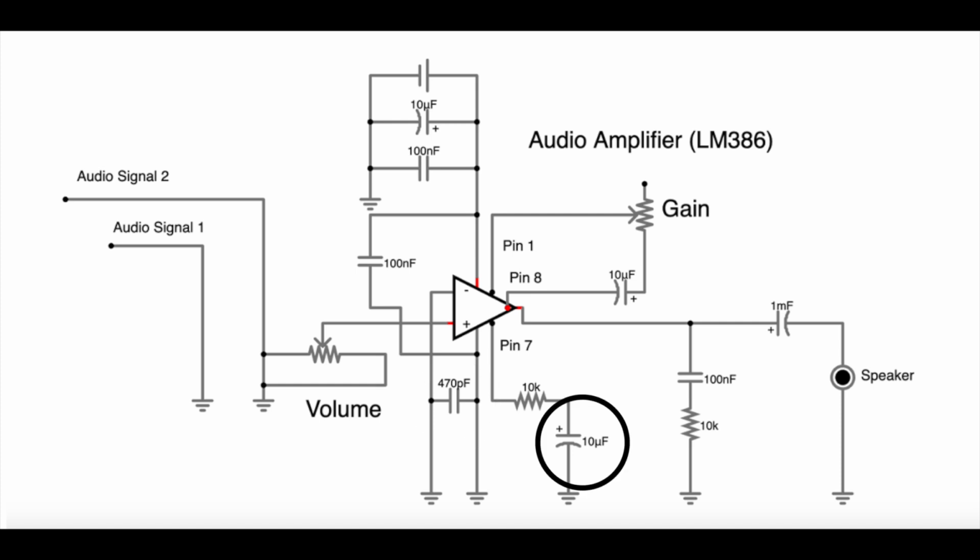Pin 7 has a 10 microfarad capacitor to prevent abrupt changes in voltage from affecting the output. Pins 1 and 8 are the amplifier pins, which can control the gain of the audio signal from 20 to 200. Finally, the speaker is wired to pin 5 with a 1 megafarad capacitor to prevent the speaker from overheating.